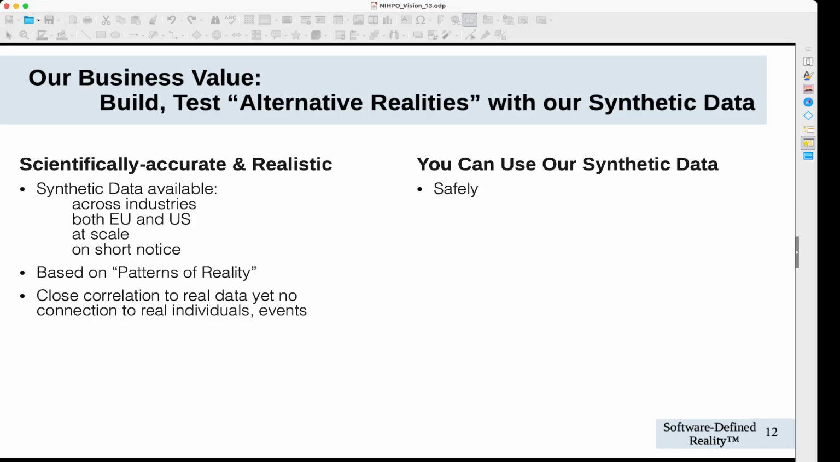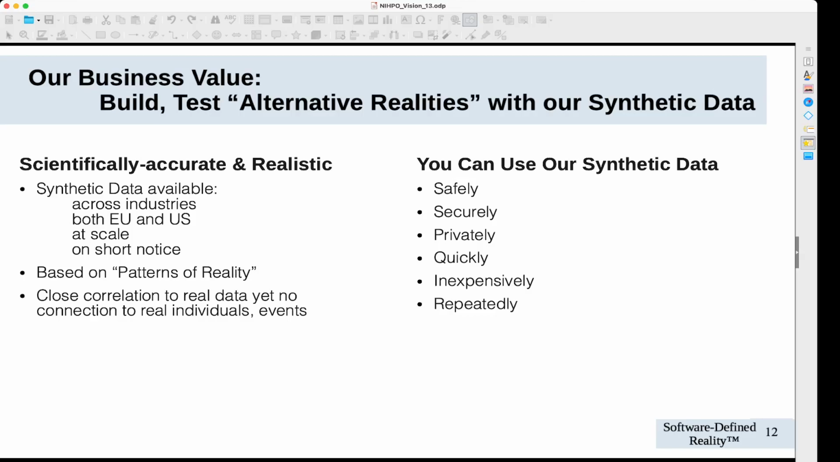Therefore, you can use our synthetic data safely. There are no copyright issues, no privacy issues. Securely, you can run this inside your own facilities. Privately, nobody needs to know what you use the data for, or even that you are using our data. Quickly, we can deliver data in a matter of days based on your specs. Inexpensively, our synthetic data is significantly more inexpensive than other data, such as anonymized data.